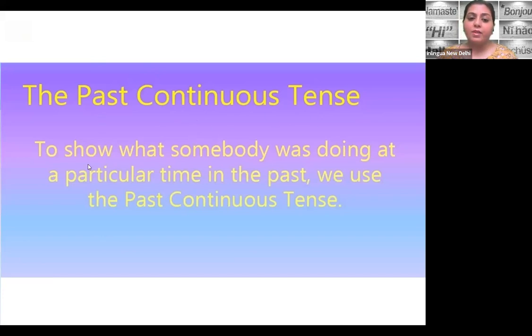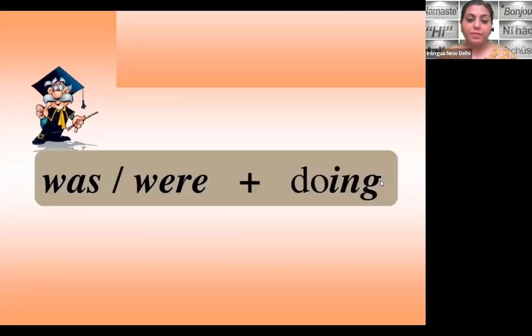So what is the past continuous tense? Let's see the definition. Right now, my screen is showing the definition of the past continuous tense. As you can see, to show what somebody was doing at a particular time in the past, we use the past continuous tense. Meaning, we basically use this tense to talk about an action and what was happening at a particular time, or what someone was doing continuously in the past at a particular time. Now, how do we make the sentences in this tense? As you can see on the screen, you have was and were plus the ing form of the action word. To understand this better, let us go further.